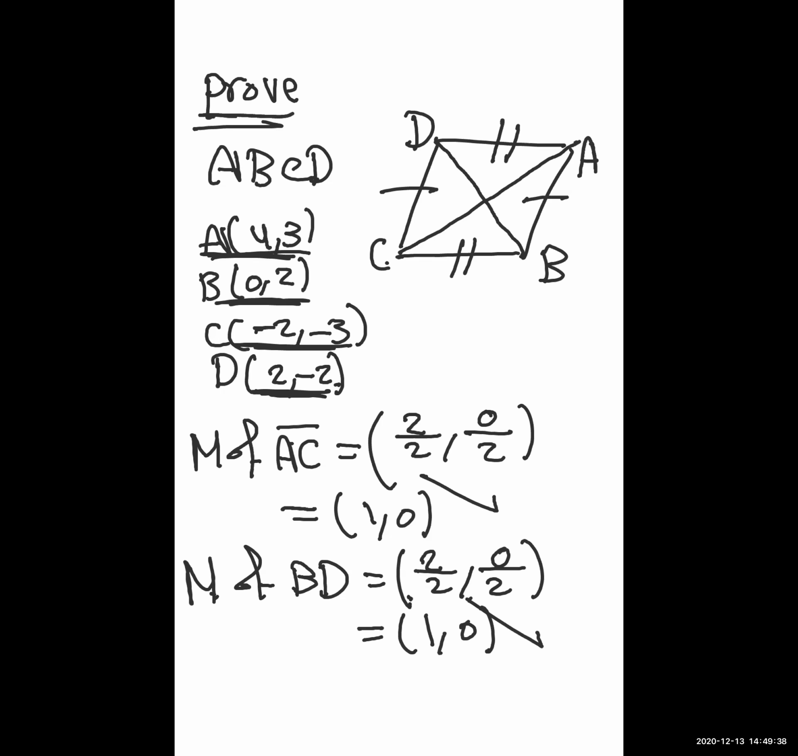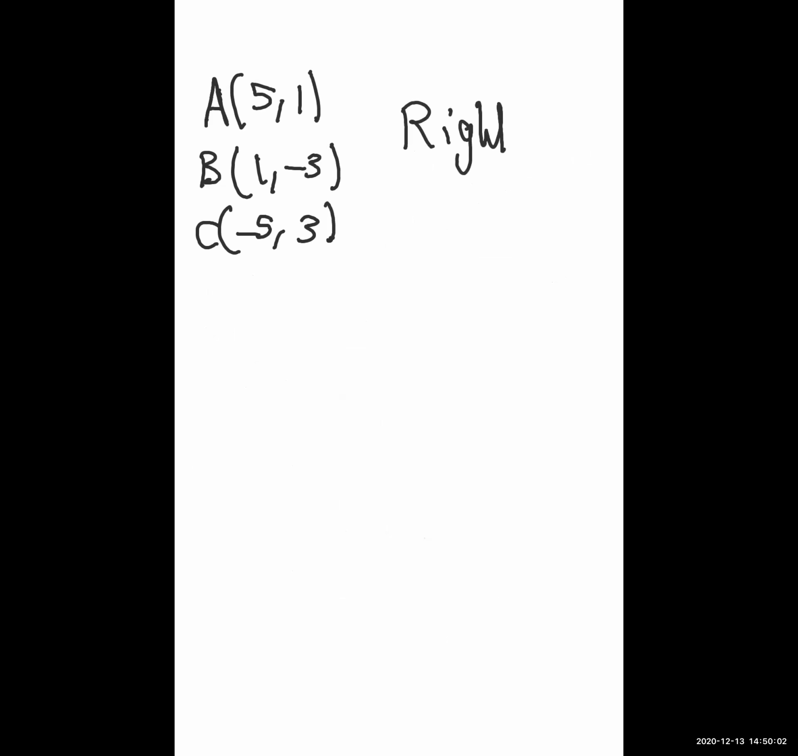Then the next question. Prove that the points A(5, 1), B(1, -3), C(-5, 3) are vertices of a right-angled triangle, right-angled at B.